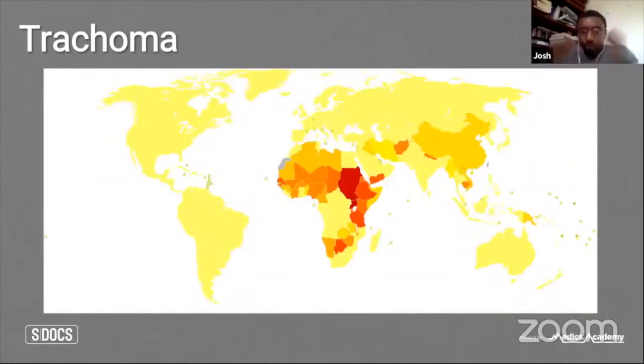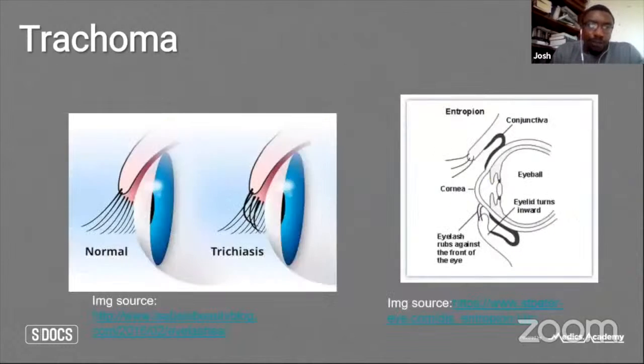This map again is showing prevalence of trachoma worldwide. You can see it's mainly affecting sub-Saharan Africa and North Africa as well, and some other countries dotted around the world. So lots of countries it's affected, but again, maybe not the high-income countries or the traditionally high-income countries. So what is the pathology of trachoma?